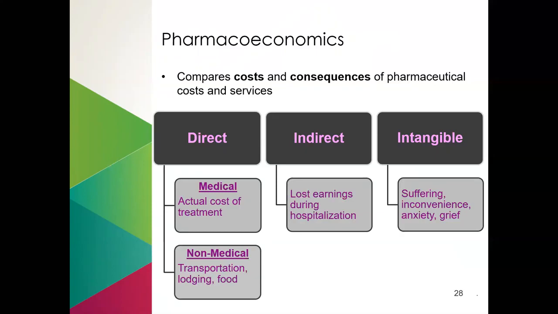And non-medical is things like transportation, lodging, and food, things that you wouldn't have spent money on if you hadn't gotten the treatment. Indirect costs are money that you lost indirectly from getting the treatment or buying the treatment. So for example, if you get a drug treatment that requires administration in the hospital, then you may have indirectly lost money that you would have otherwise earned at work if you weren't in the hospital. And finally, intangible costs are the emotional and mental costs that a treatment can have on a patient or their family.